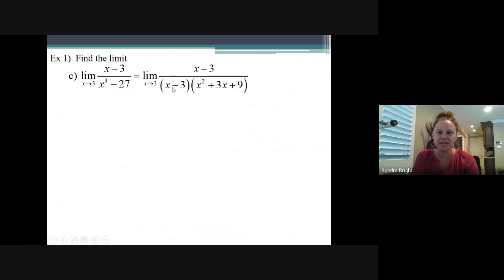Now you've factored it, and your x minus 3 and your x minus 3 cancel, and you're left with 1 over x squared plus 3x plus 9. Can you plug a 3 in now? When you do, you get 9 plus 9 plus 9, which leaves you with 1 over 27.